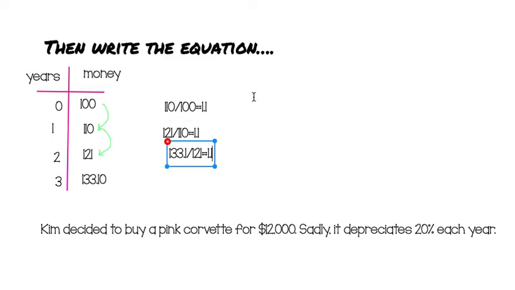So I'm going to go over here and use my equation. It's going to be y equals a times b to the x. That's what I'm going to use. So I already know now, looking at my table, that here's the starting value. At time 0, there's $100. So that's going to be my a.